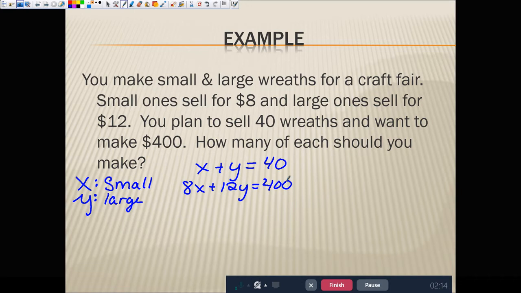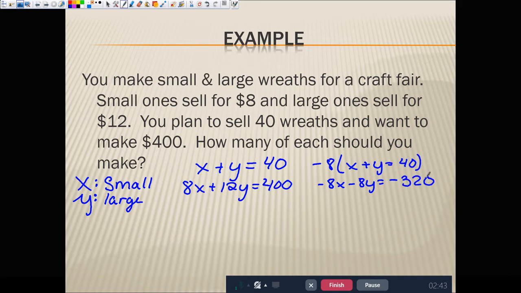Okay, now that we've created our equations, I identified that they are both in standard form, so I'm going to use the elimination method. Are x and 8x opposites? No, but I can make them opposites by multiplying the top equation by negative 8. So that's going to give me negative 8x minus 8y equals negative 320.